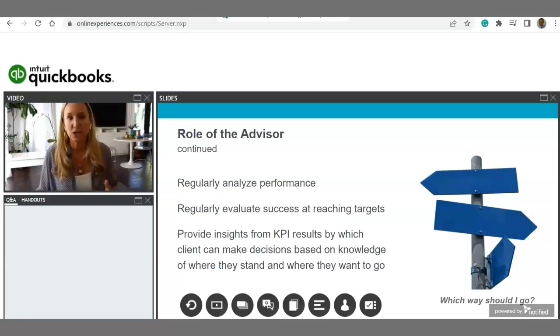So the advisor's job is going to be to regularly analyze performance and to regularly evaluate whether your client is successful at reaching their targets, and to regularly provide insights from the results of the KPIs so that the business can make decisions that are based on the knowledge of where they stand right now and where they want to go.